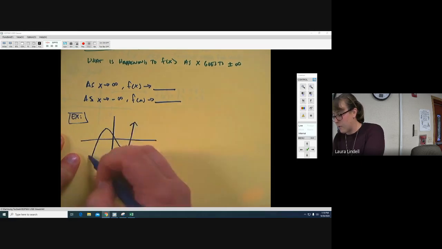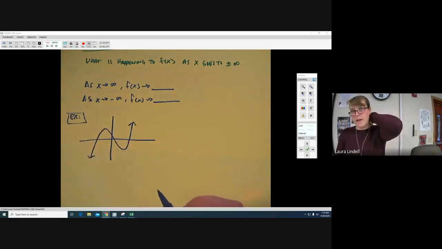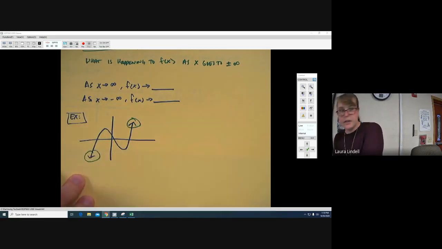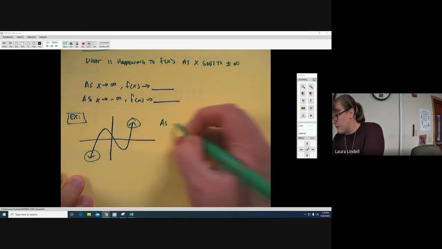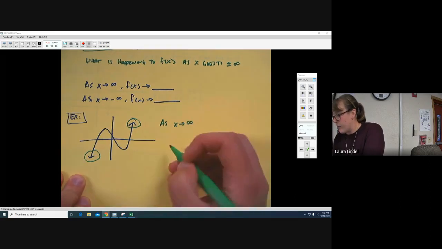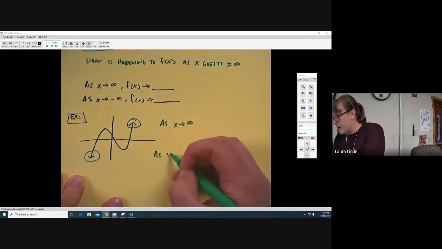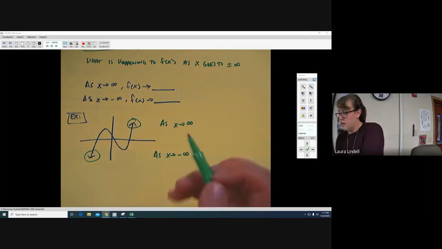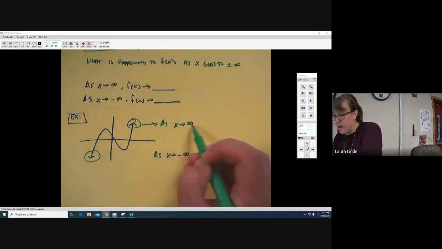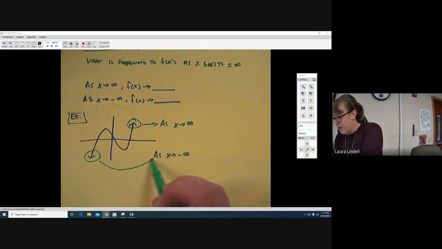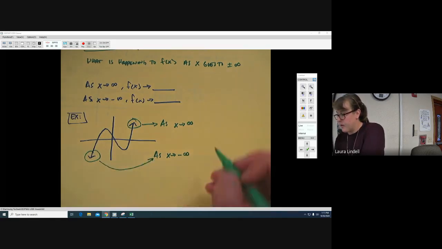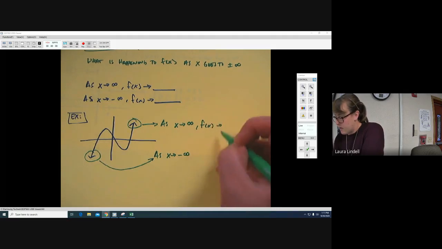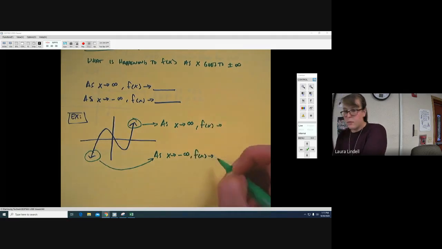This is probably the most generic. If we're asked to describe the end behavior of this graph, we're looking at the arrows here and what's going on. So we would start off with as x goes to infinity, and then as x goes to negative infinity. So the right end arrow is the positive infinity arrow. The left end arrow is the negative infinity arrow. And then we're just describing what's happening to the function.